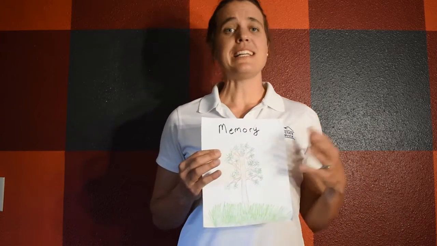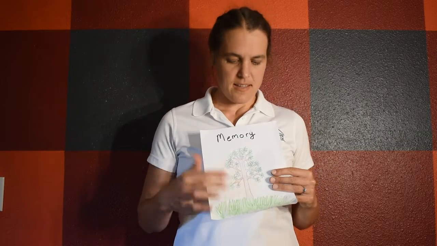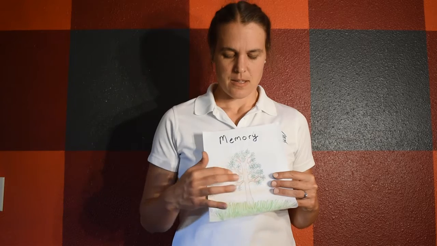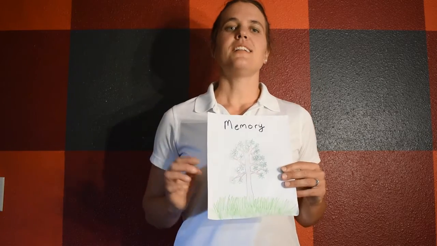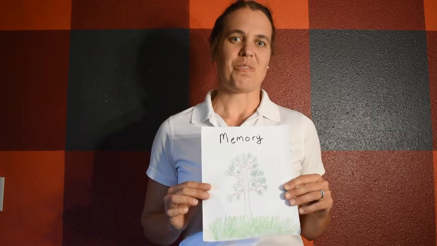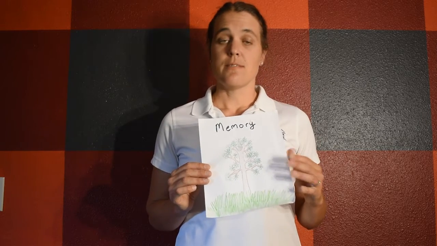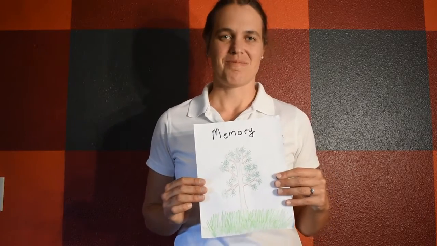Now what I want you to do is create a drawing of the tree from your memory. I would like you to be as detailed as possible, thinking about things like the shape of the trunk, the color of the bark, what the branches look like, and the leaves. Include as many details as you can remember. What I'd like you to do is pause, finish your drawing, and when you're ready to come back, hit play.